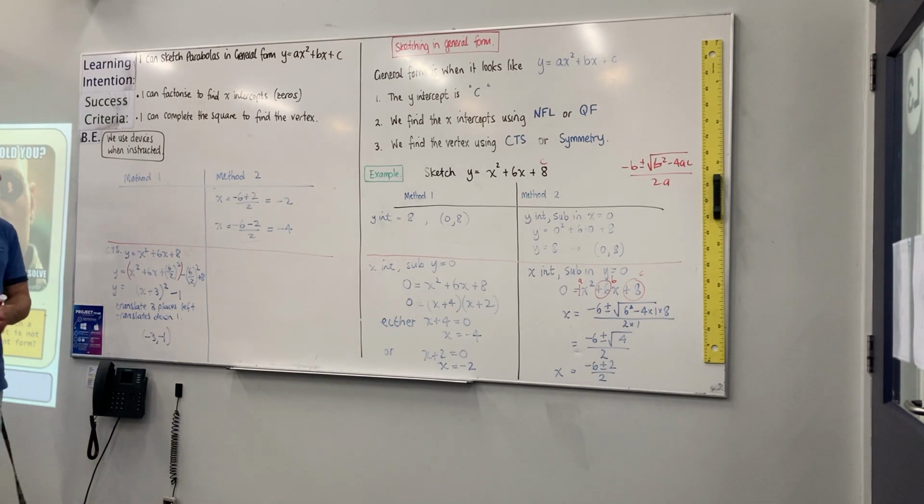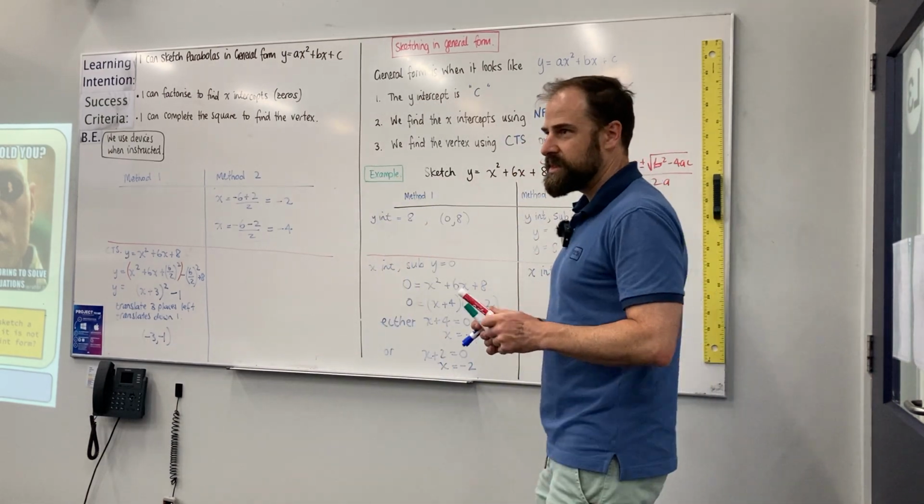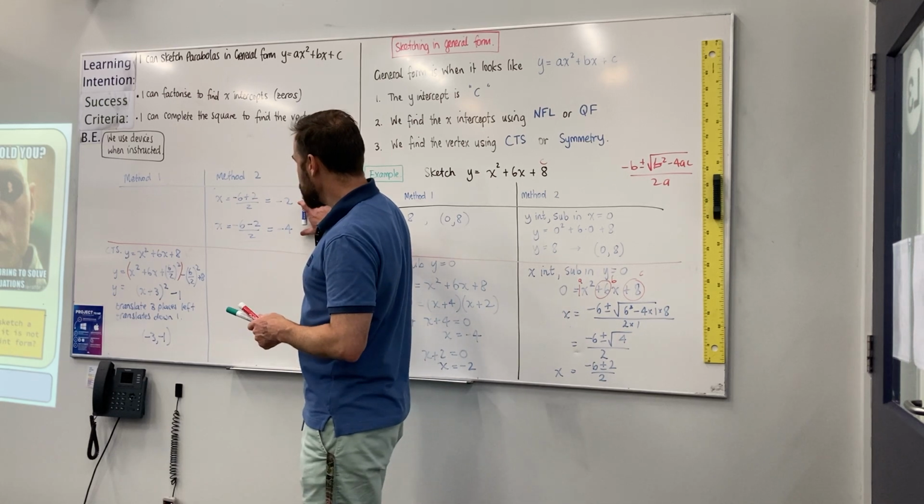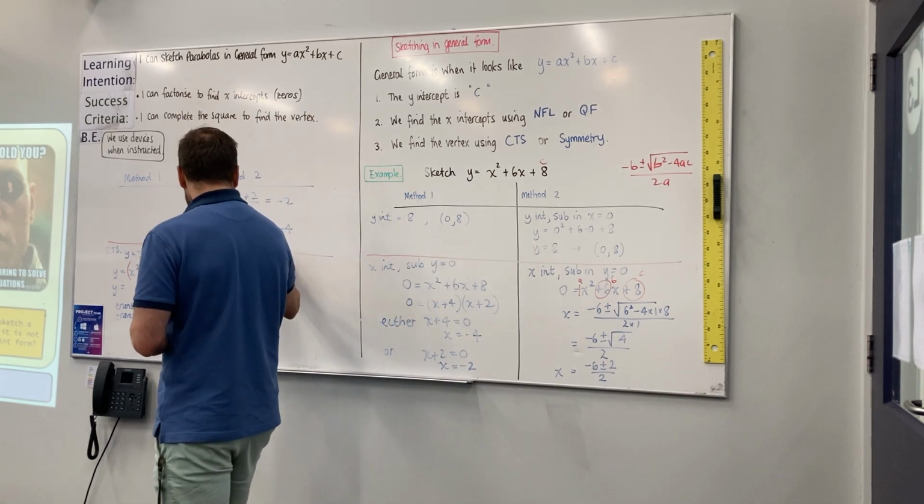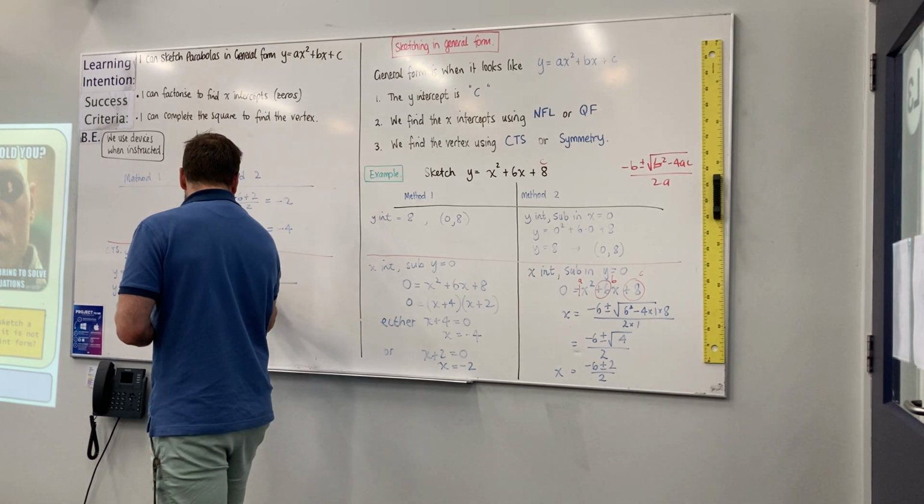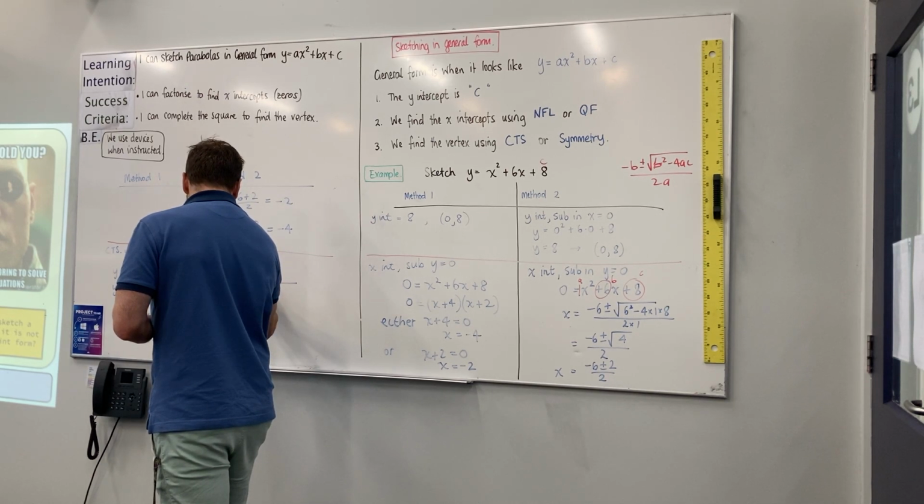The second method for doing that is I can actually just use symmetry. And to use symmetry, I have to actually think a little bit about what these 2 points were. These were my x-axes, weren't they? Right, so my x-axis intercepts are at -2 and -4. So I've got an x-axis intercept at -2 and -4.